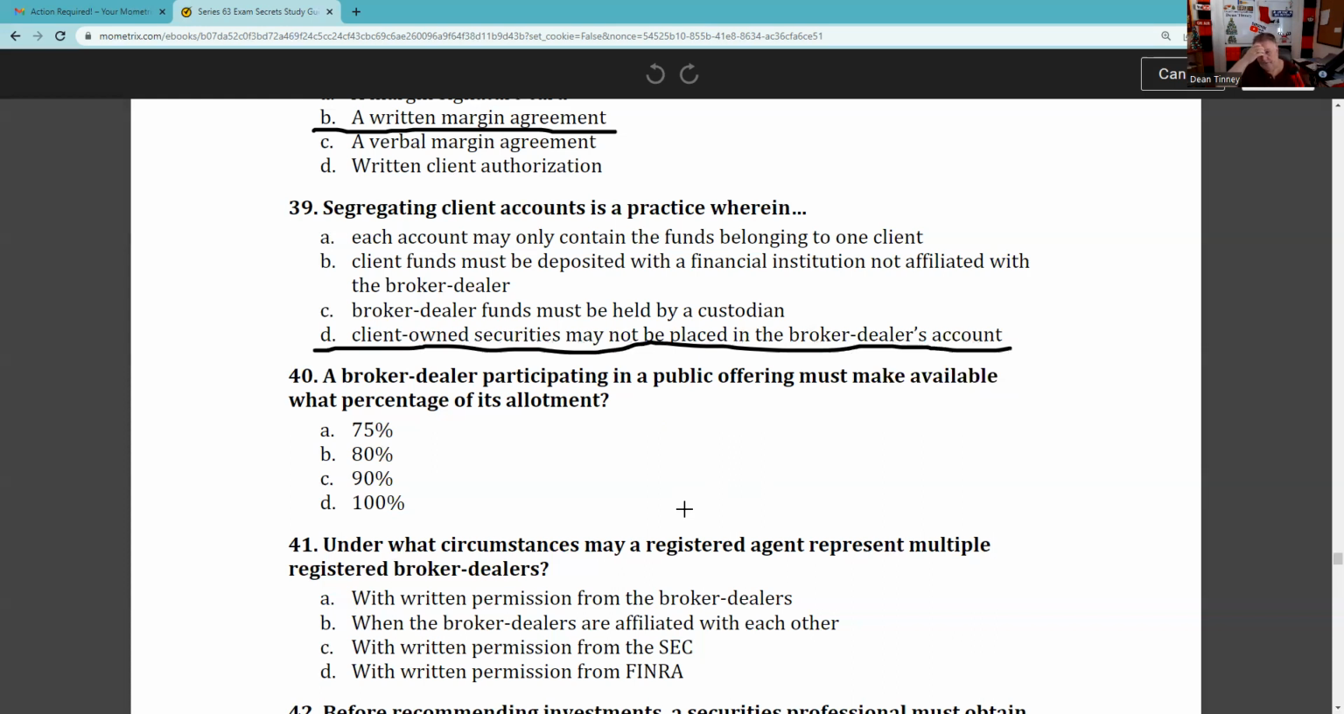So D. A broker-dealer participating in a public offering must make a percentage. This is kind of a stupid question, but it's 100%. You're not supposed to fail to make a bona fide distribution of the security to the public. Yeah, kind of a stupid question.